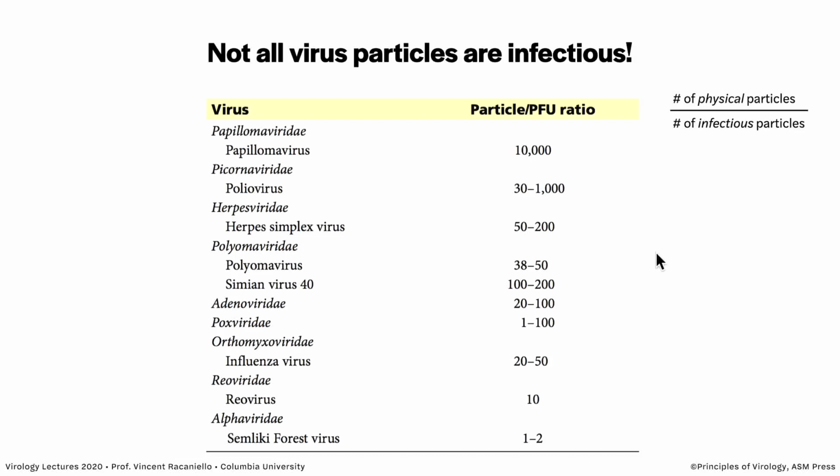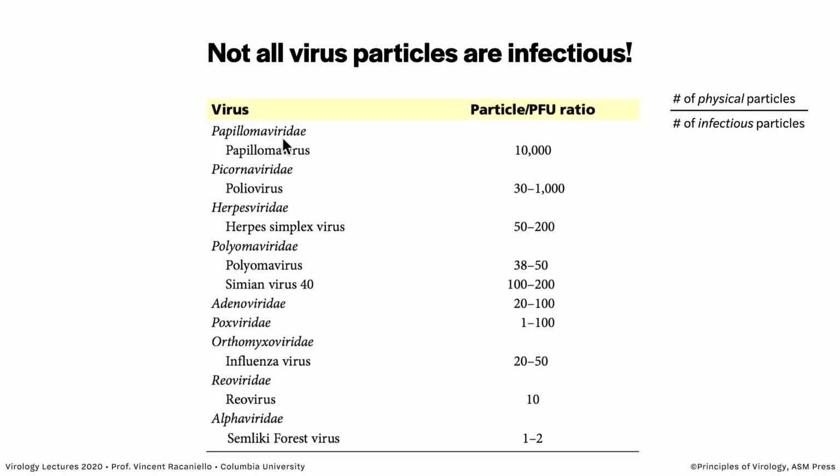Now, a further complication in measuring and studying viruses is that not all particles that a cell makes are infectious. And we describe that by what is called the particle to PFU ratio. It's very simple. You take the number of infectious particles, which you can calculate in a plaque assay, and you divide it into the number of physical particles. Okay? And this tells you the ratio of physical to infectious. So for some viruses, it's very high. There are a lot of non-infectious particles.